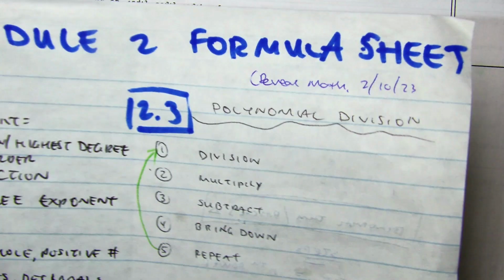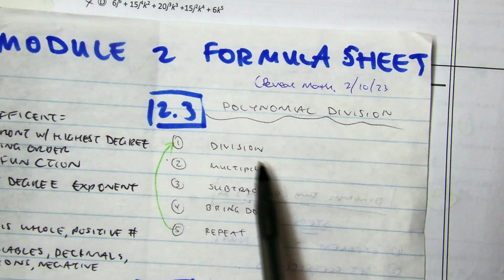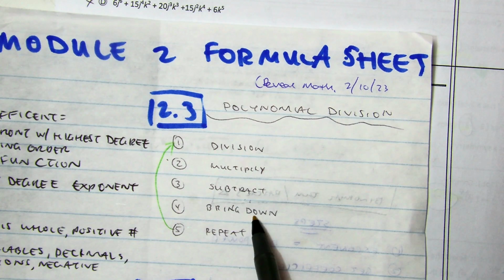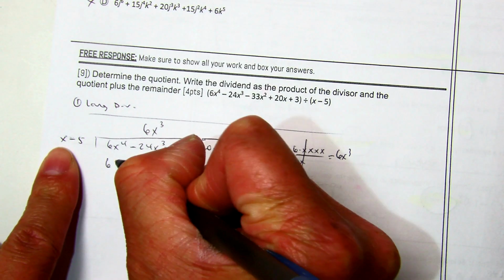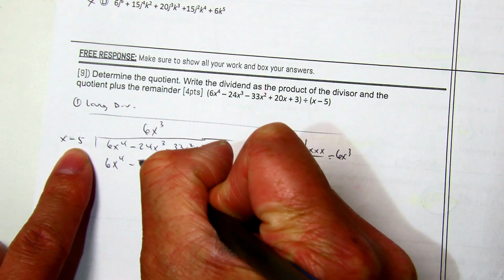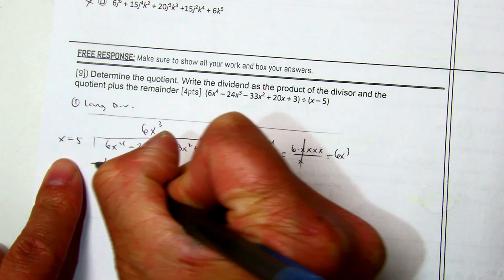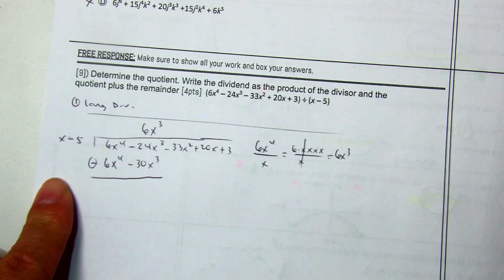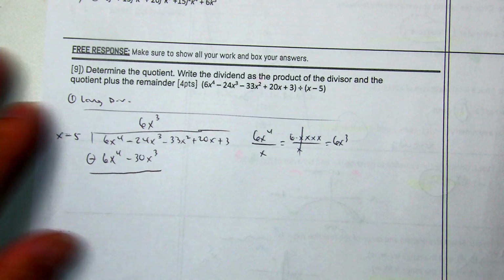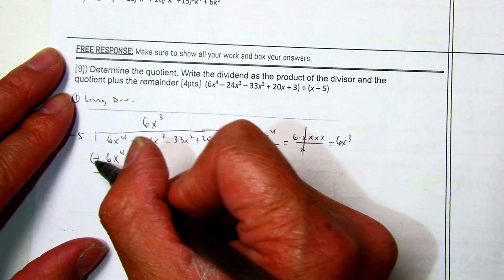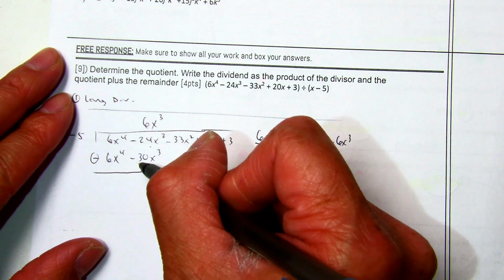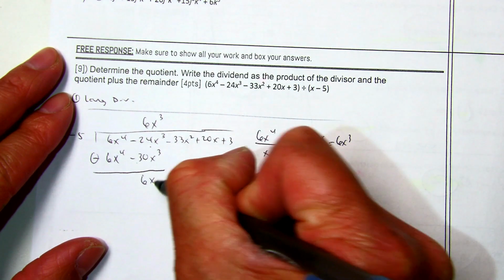So we're just doing division: multiply, subtract, bring down, repeat. Multiply. Pay attention, we've got to subtract. 6 minus 6 is 0, and I'll have to write that. Negative 24, opposite of negative 30, so that's plus 30, so that will give me 6x to the third.